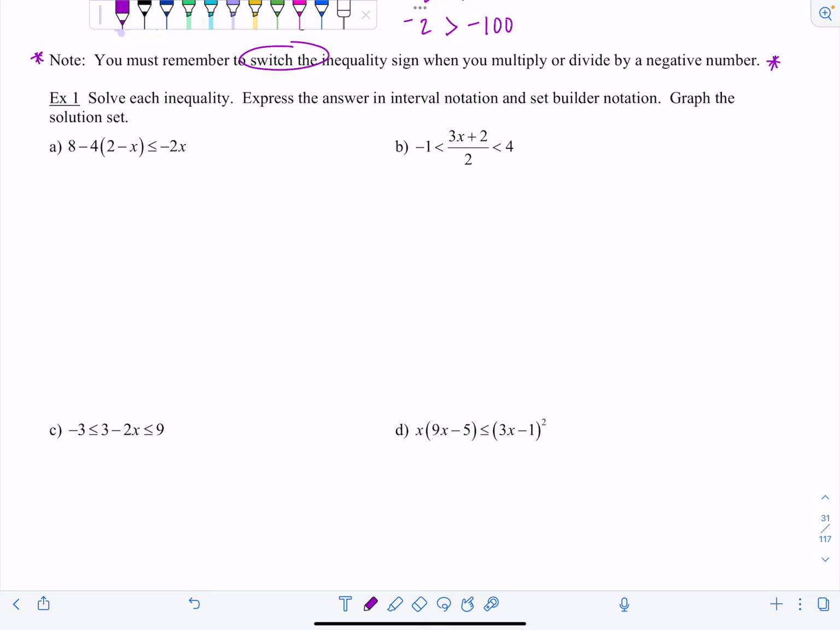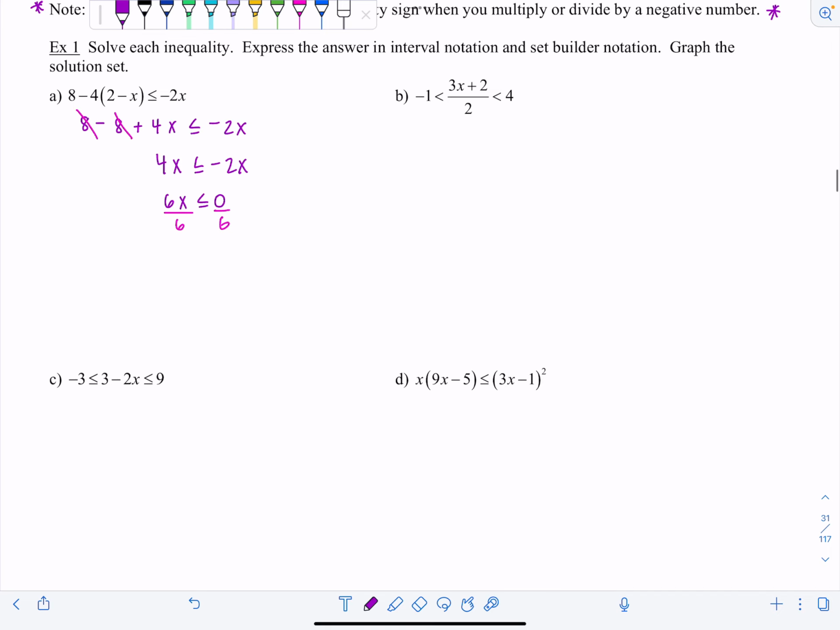So to start, I would distribute that -4. So we've got 8 minus 8 plus 4x is less than or equal to -2x. And then the 8's on the left cancel out, don't they? So I just have 4x is less than or equal to -2x. If I add 2x to both sides, now we have 6x is less than or equal to 0. Don't get nervous. I can divide both sides by 6. What's 0 divided by 6? 0, right? You can have 0 in the numerator divided by a non-zero number.